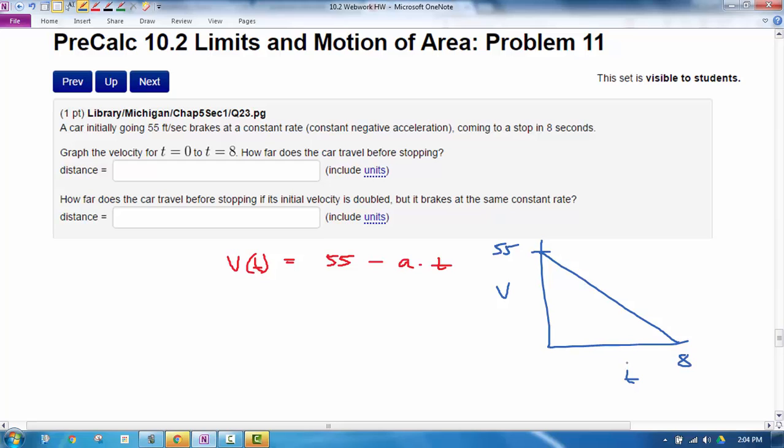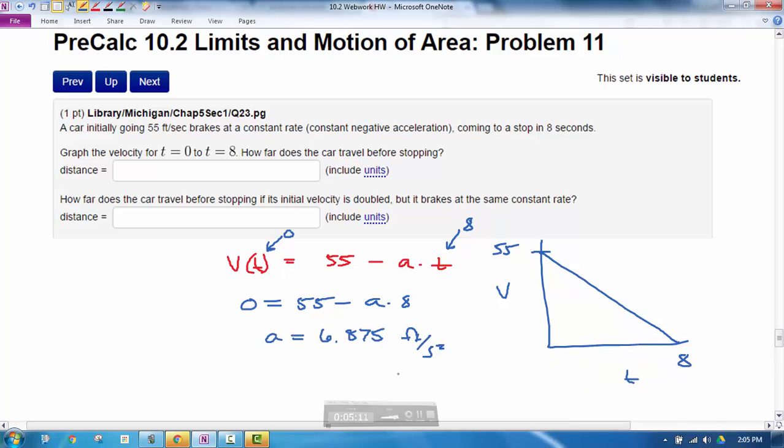I'm just going to find the acceleration now, because I know that if I plug in 8 for t, I should get 0 for v. I'm going to plug that in real quick just to do a thorough job of explaining this. If I solve for a now, subtract 55 and divide by 8, you get an acceleration of 6.875 feet per second squared. That's the slope on the velocity time graph.